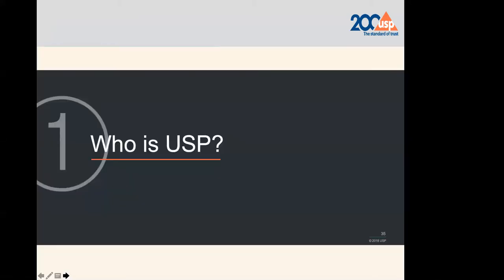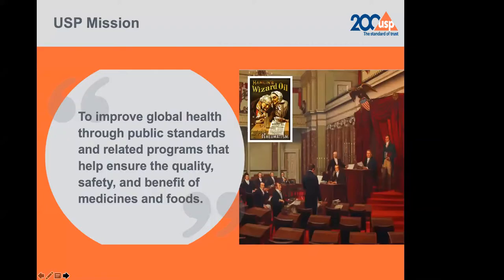So to start with, who is USP? The National Academy of Sciences was founded, I believe, in 1863. USP was actually founded 43 years before that, in 1820, by 11 physicians, three of whom were in US Congress at the time. The idea of the formation of USP was to solve a problem of poor quality medicine in the United States. We see a wizard oil at the top here, but even worse than that, there were poor quality medicines being dumped on the U.S. by Western European countries, mostly England.